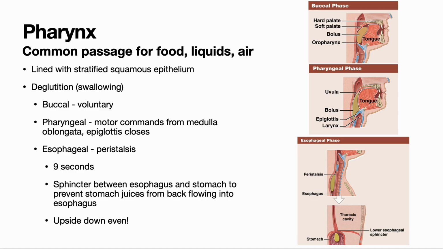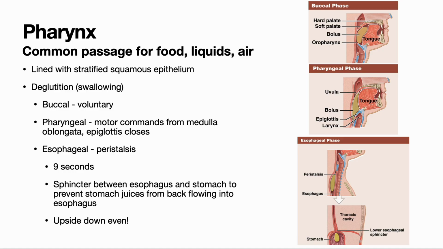That brings us to our pharynx. This is going to be our common passageway for both foods and liquids and air. So we already talked about the pharynx in the respiratory system, and we learned about the nasopharynx and oropharynx and laryngopharynx. Here in the digestive system, we're mostly interested in the pharynx for two reasons.